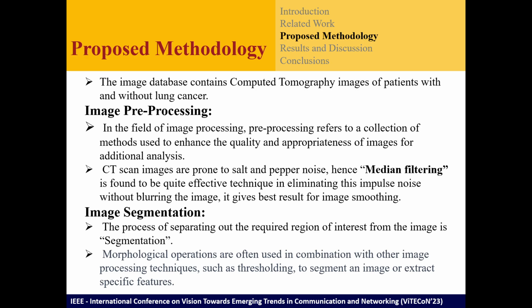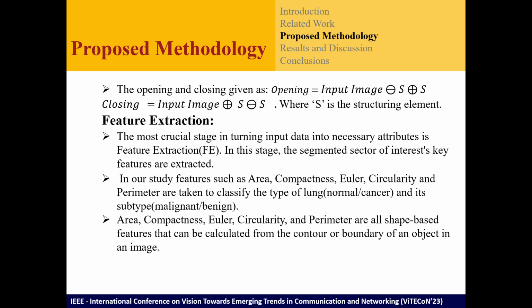The next step is image segmentation. The process of separating out the required region of interest from the image is segmentation. Morphological operations are often used in combination with other image processing techniques, such as thresholding, to segment an image or extract specific features. The opening and closing is given in the following equation, and in this equation S is the structuring element.